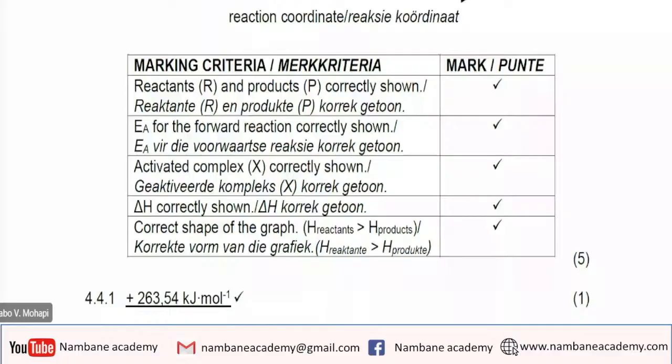Yes, but remember what THEKISO said earlier. The learner needs to indicate and draw those lines, those arrows, from reactants to activated complex. They can't just write EA there and then leave it like that. They need to indicate with the arrow that it moves from here to here. Yes. Okay. Thank you.